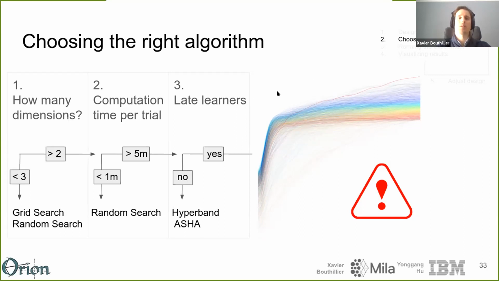So it's not always obvious in the beginning if you are in a setup where you might have late learners. If you decide to optimize with Hyperband, I would say be careful and make sure that you're not getting inefficient results because of late learners.